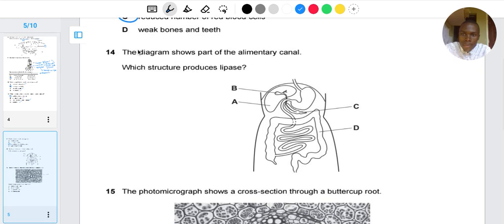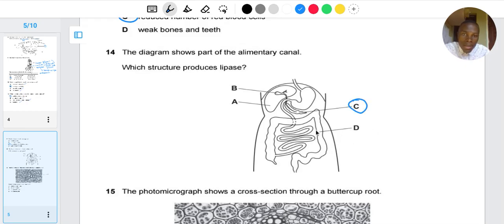Okay, so for the second one, it is saying the diagram shows part of the alimentary canal. Which structure produces lipase? So we know that this is the gallbladder, the one which stores bile. Then this is the liver, which is involved in the metabolic processes. Then we also have the pancreas, which is involved in secretion of lipase. So meaning to say the answer is going to be D.